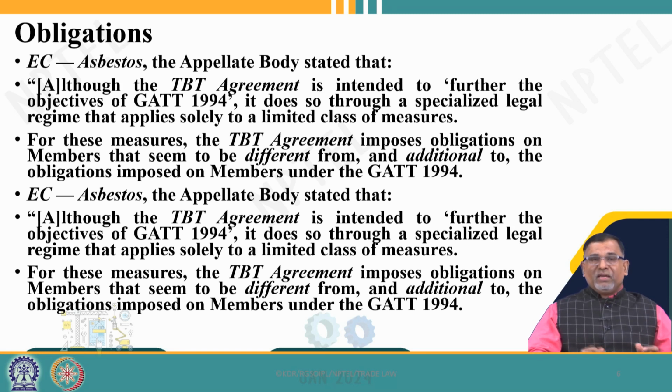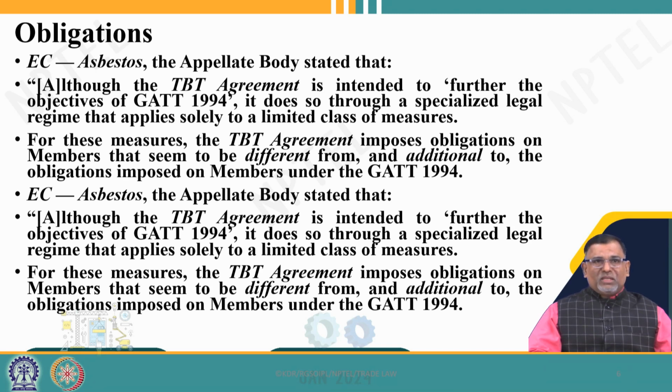So, that means it is a different measure, or an additional measure to the obligations imposed other than GATT 1994. It means that GATT 1994 provisions are a part of the present TBT agreement. So, the members have to look into the GATT obligations as well. So, a TBT measure means it is over and above the TBT agreement plus GATT obligations.